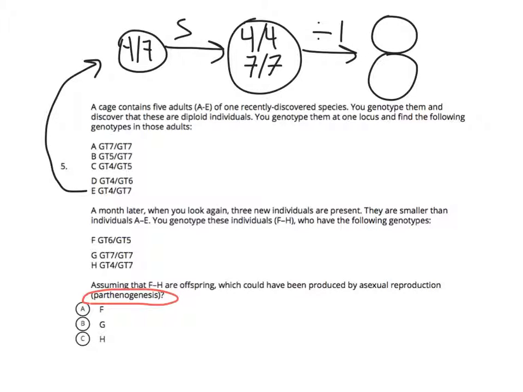You have the first polar body, which would be either 7-7 or 4-4, and then you have an oocyte that would go on to divide. Right, so the 2 identical alleles stay together during the first division.